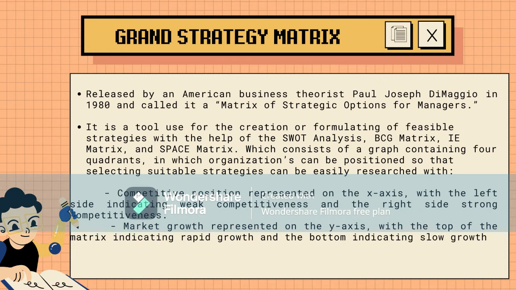It became popular to those business strategists who believed that it was useful for any kind of business. The grand strategy matrix consists of a graph divided into 4 quadrants by an x-axis, which represents the company's competitive position with weak on the left and strong competition on the right. Market growth is represented on the y-axis with the upper half signifying rapid growth and the bottom half suggesting moderate growth. Mamaya makikita natin sa next slides yung figure nito na i-discuss din ng next reporter.